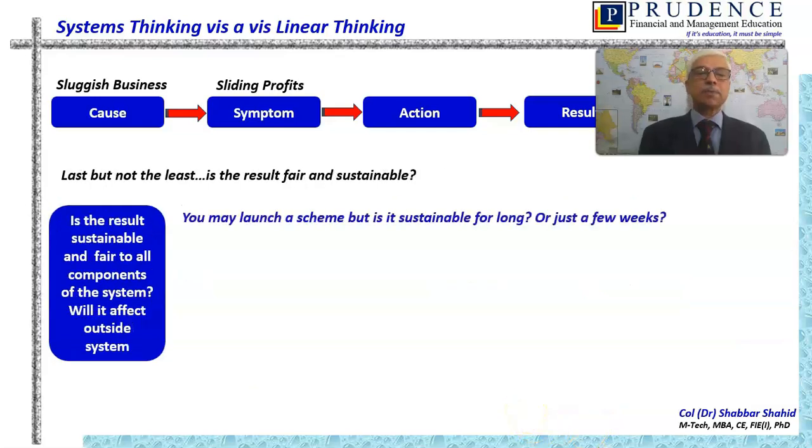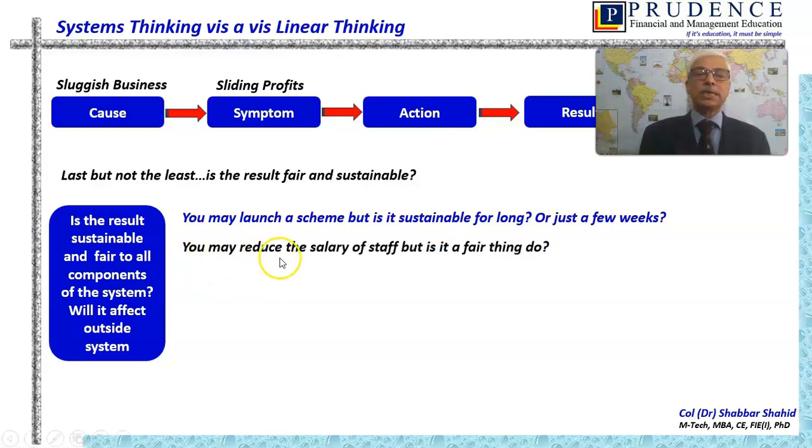And then last but not the least, you will have to analyze whether the result is fair and sustainable. The result that you are visualizing, is it fair and sustainable? Is it possible that you may launch a scheme but that scheme becomes unsustainable after some time? In a couple of weeks or months, that scheme becomes unsustainable. So you revert back to what you were and then you lose further customers. That should not happen, isn't it?